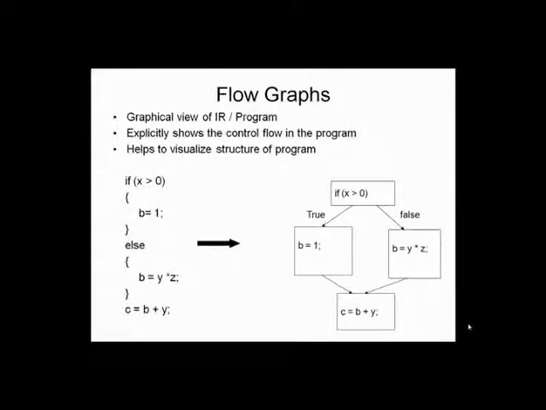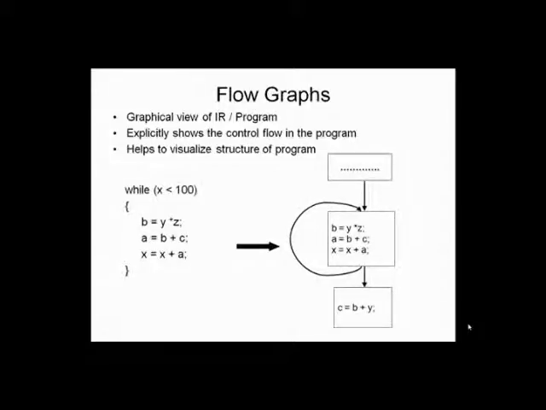A flow graph is a graphical view of the structure and the control flow of IR or program. It helps us to visualize the structure of the program by explicitly showing the flow of control at each control point in the program. This slide shows an if-else construct on the left hand side and the corresponding flow graph on the right hand side of the slide. The slide shows another example of a flow graph of a loop construct. Note that the looping edge in the flow graph helps us to see clearly that there is a loop in the program.